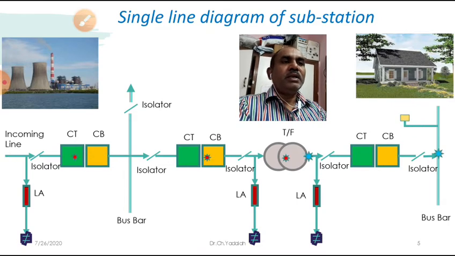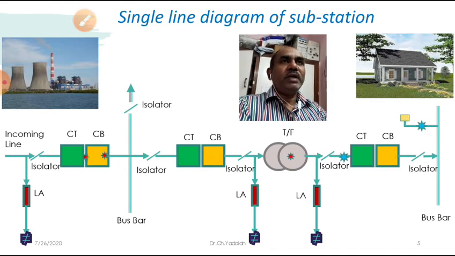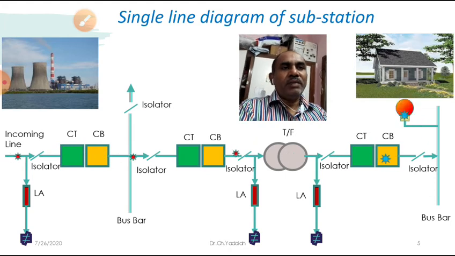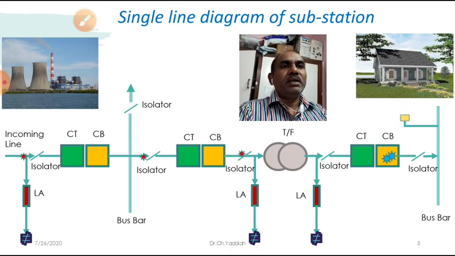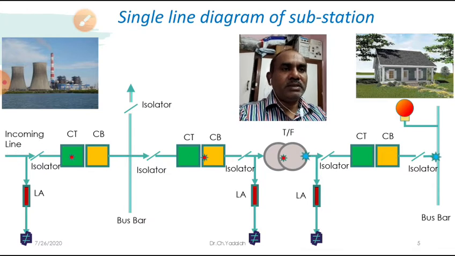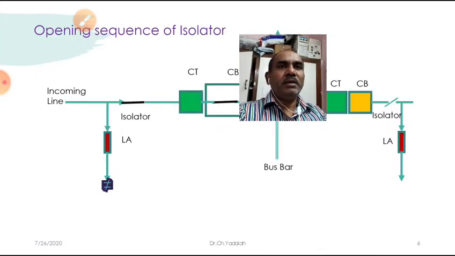Now let us see the isolators generally used in our substations, where we are going to use the isolator based on the location, whether it is an incoming, whether you are using the bus bar, whether you are using a different bus system. So, based on the place we can do the classification of the isolators. Let us see. Now, what is happening here?